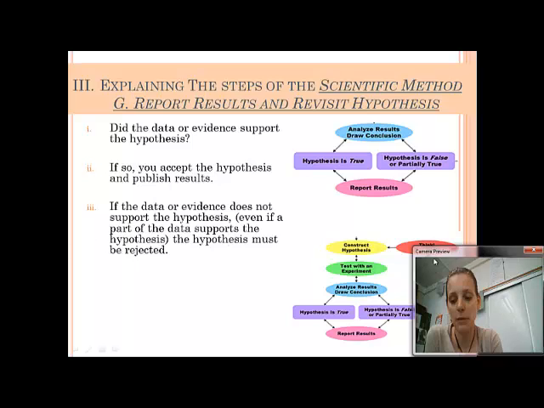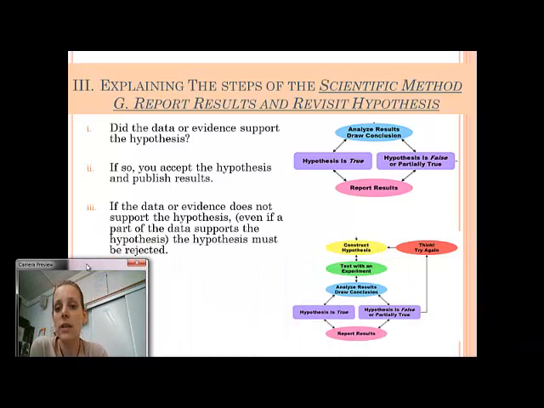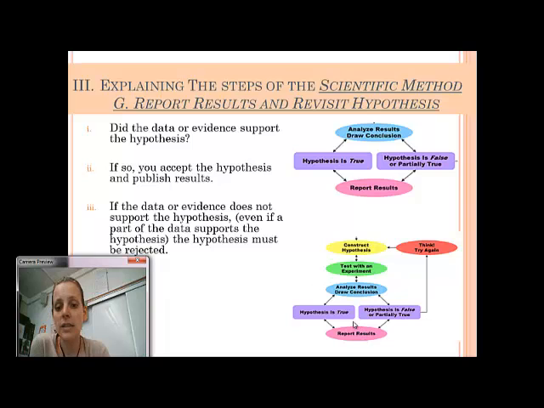So we can look at this flowchart here, and you can see that the second part is if the hypothesis is false, the scientist needs to go back, think about why the hypothesis was not supported, and then based on that information, construct a new hypothesis, design a new experiment, and then publish the results. And it starts all over again.